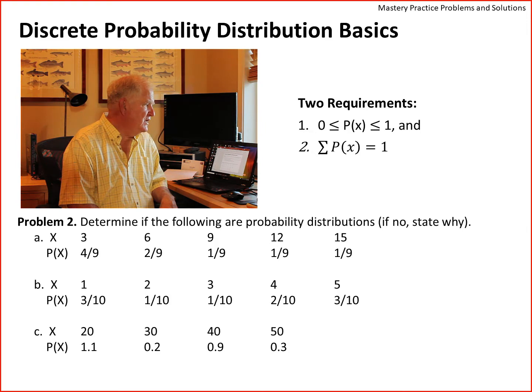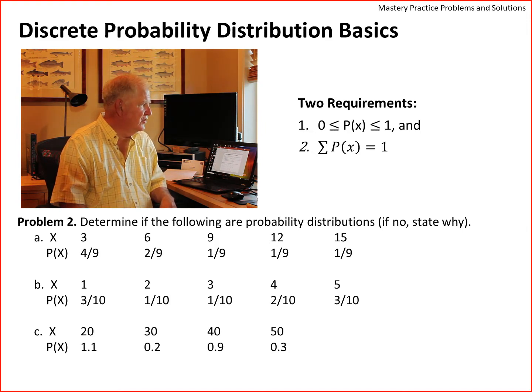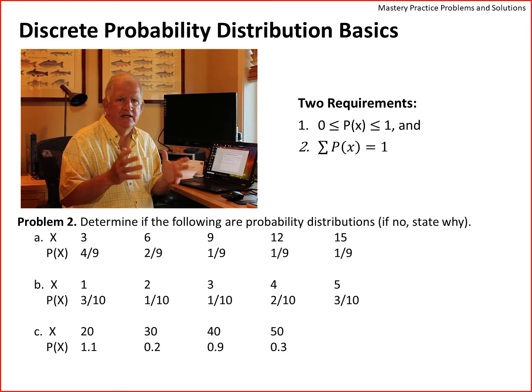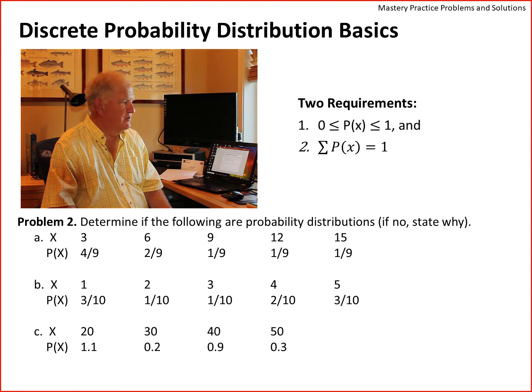If you look at B, same thing, all the probabilities are between 0 and 1. If I add them up, I get 3, 4, 5, 6, 7, 8, 9, 10 tenths. That one is a probability distribution.